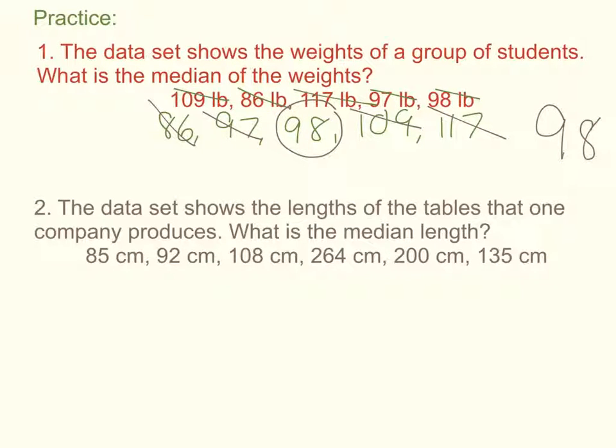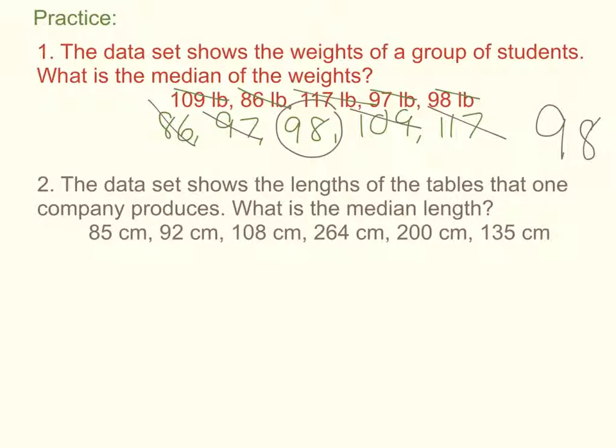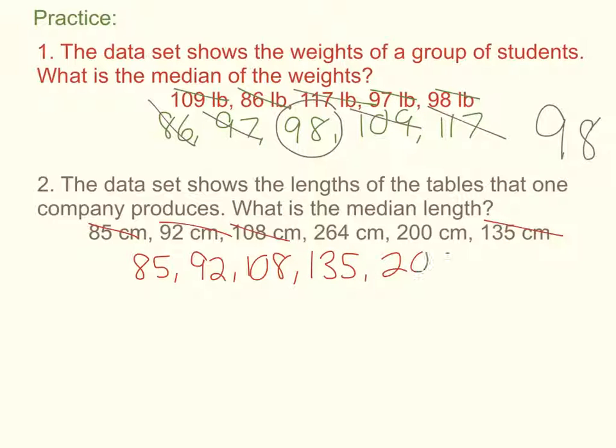The next problem says, the data set shows the lengths of the tables that one company produces. What is the median of the lengths? 85 centimeters, 92 centimeters, 108 centimeters, 264 centimeters, 200 centimeters, and 135 centimeters. So the first thing we're going to do is number them from least to greatest. So we'd have 85, 92, 108, 135, 200, and 264.